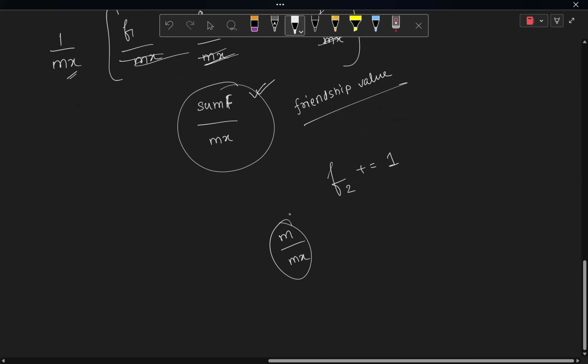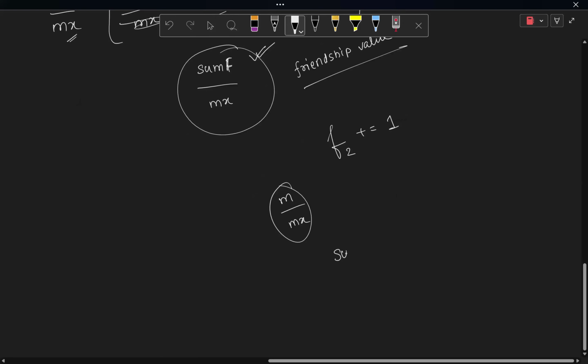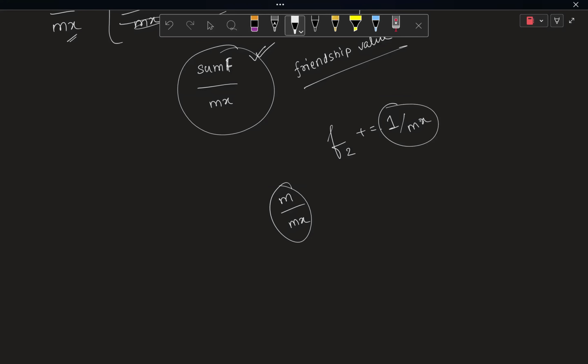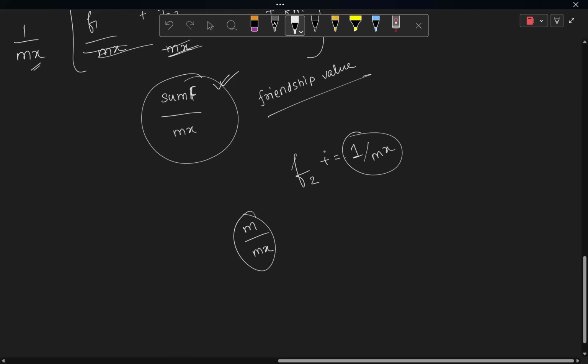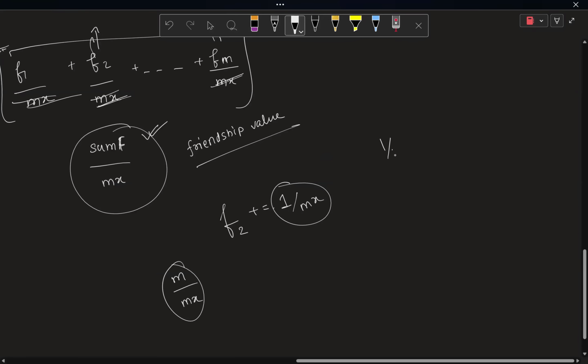So during the contest, to be very blunt, I just assumed that every pair is getting an increase of 1 by mx if this is a friend pair. We can say that on an average you have a probability of 1 by mx to be chosen for every friend pair, right? And if it is being chosen, its value will increase by 1.